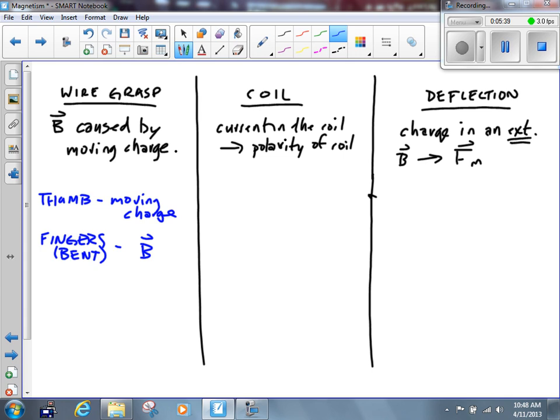What about the coil rule? The coil rule is going to be exactly the opposite. My thumb is not going to point in the direction of the moving charge or the electric current. It's going to point in the direction of the magnetic field. My fingers, which are once again going to be bent, are going to point in the direction of the current, which is the moving charge, right? A bunch of moving charges through a wire is an electric current. So it's going to look something like this.